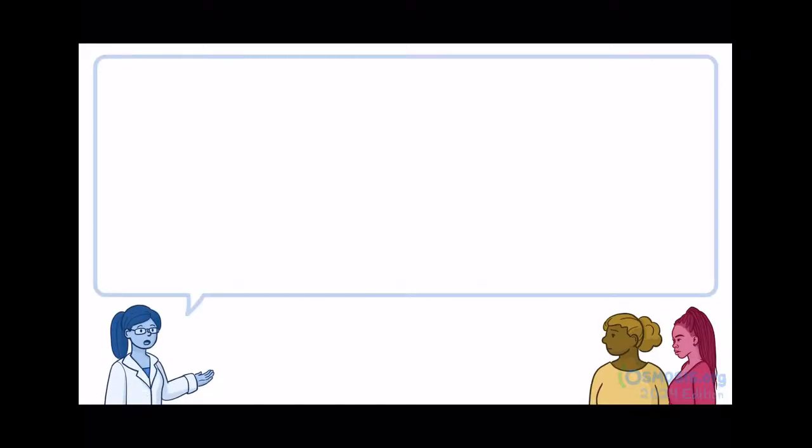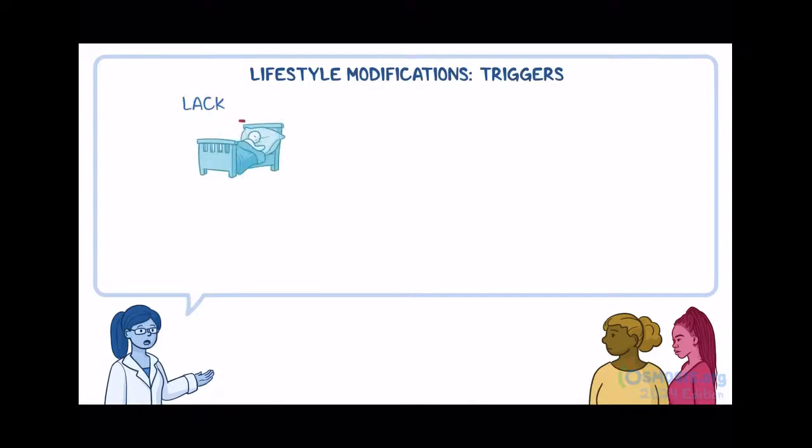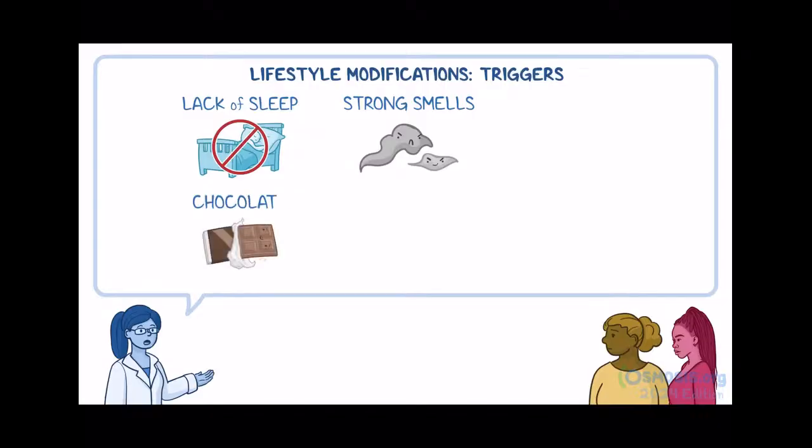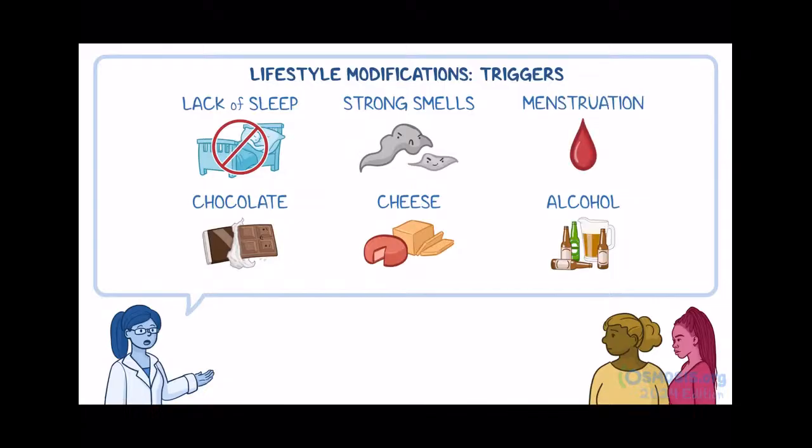In general, treatment for migraines with or without aura is the same. As before, encourage lifestyle modifications. Triggers for migraines include lack of sleep, strong smells, and dietary items such as chocolate, cheese, and alcohol. Migraine attacks are also associated with menstruation.